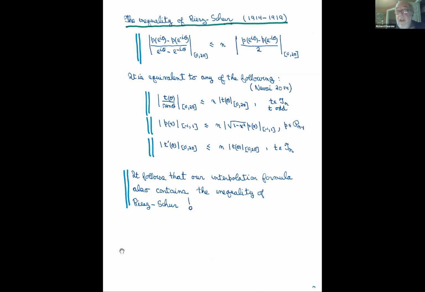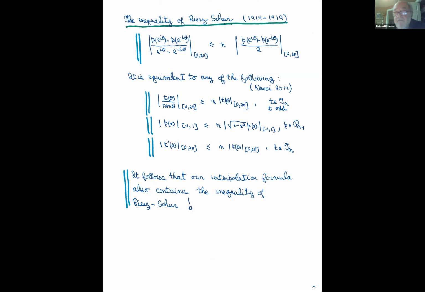It gave me doubts that maybe our work was complete. There was a flaw somewhere because I could not see how the two inequalities could hold. And then I dug into it, and I found a paper of Paul Nevai from 2014, where he shows that the inequality of Schur is actually equivalent to these three facts here.